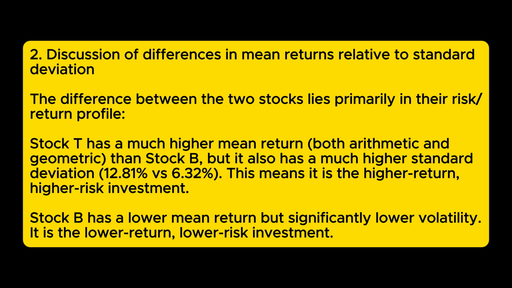Secondly, if we want to discuss the differences in mean returns relative to standard deviation, we have to say the difference between the two stocks lies primarily in their risk-return profile. Stock T has a much higher mean return, both arithmetic and geometric, than stock B, but it also has a much higher standard deviation, 12.81% versus 6.32%. This means it is a higher return, higher risk investment. While stock B has a lower mean return but significantly lower volatility, it is a lower return, lower risk investment.